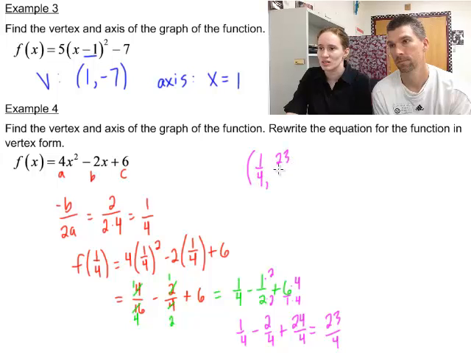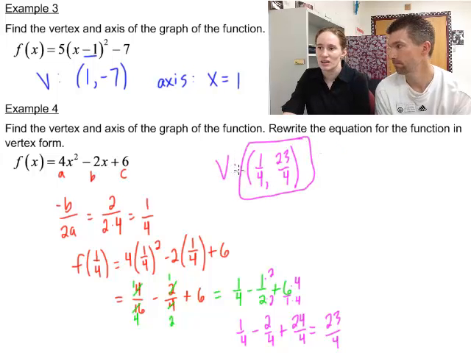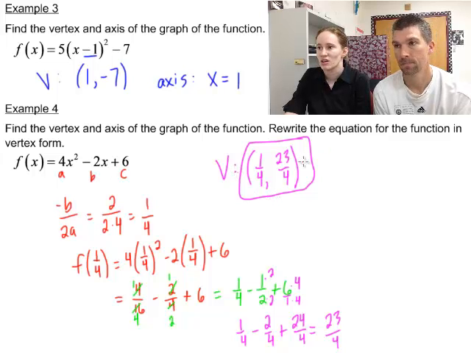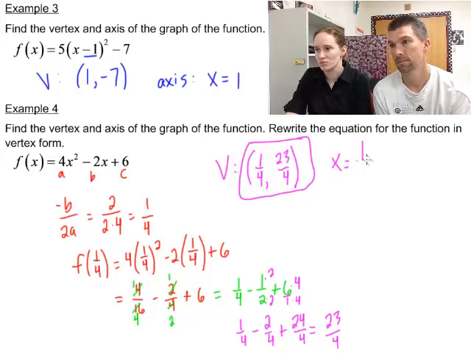Now that seemed like a lot of work. Mostly though that was because it was a fraction. If we'd had a normal set of numbers, that would not have taken as long. That's the vertex. Axis of symmetry will be x equals our x value.